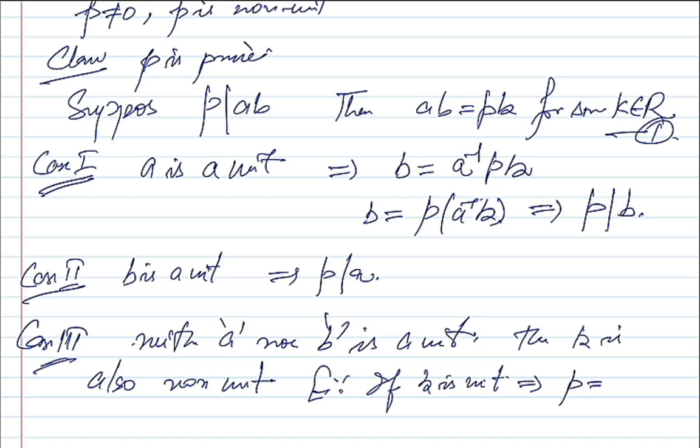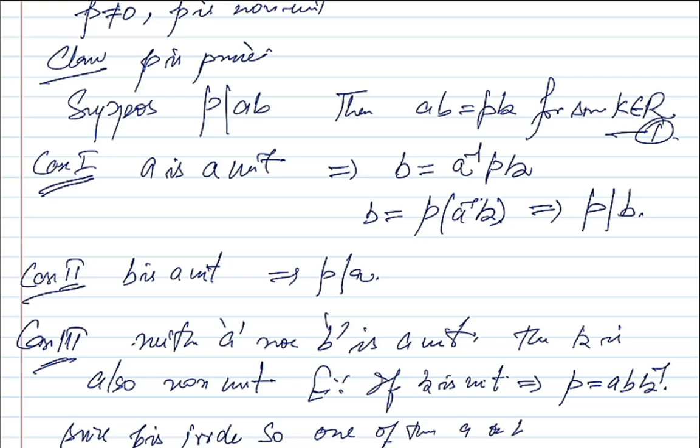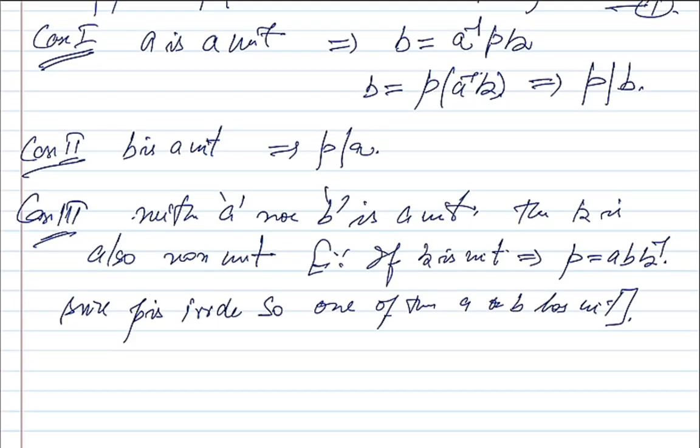P can be written as ABK inverse. Okay, and since P is irreducible, one of them has to be a unit. One of them, A or B, has to be a unit, which is not the case. Okay, which is not the case. Now A, B, K are non-units.